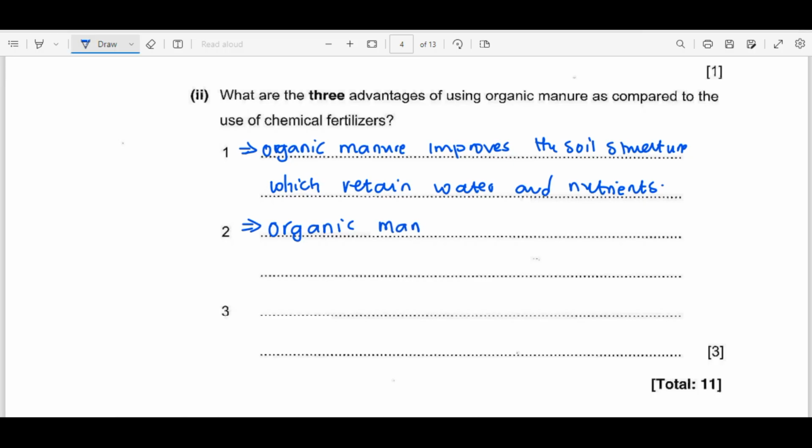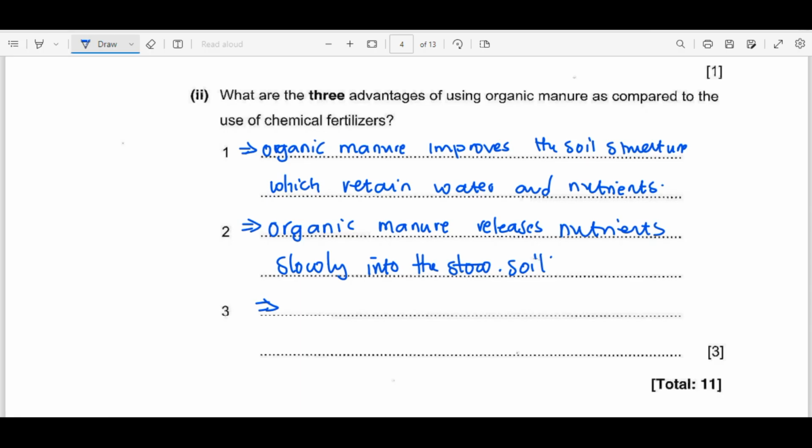Then apart from that, we can say organic manure releases nutrients slowly into the soil. If we compare with the chemical fertilizer, whenever chemical fertilizers are applied, they release the nutrients at once, and because of that, the chemicals that we need to be taken by plants will be used at once.